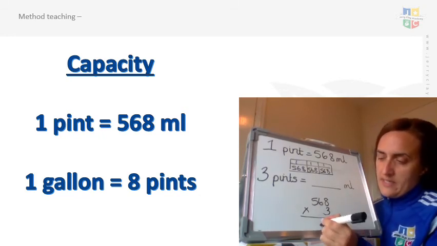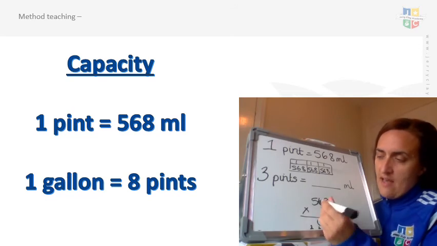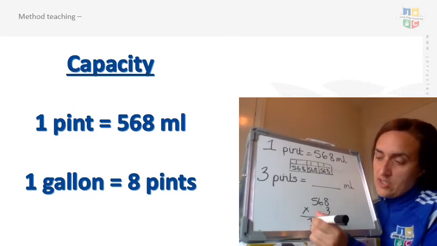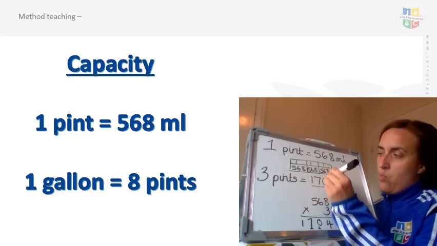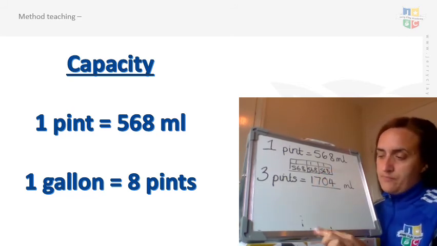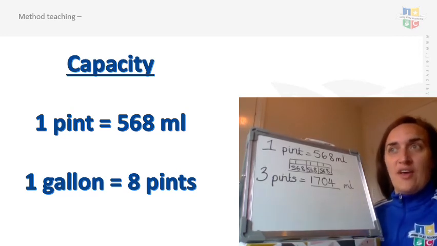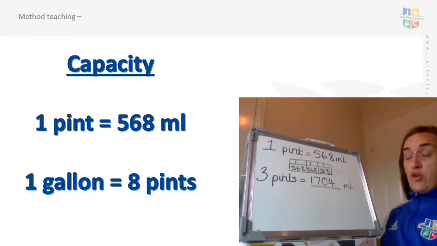3 times 8 is 24. 6 times 3 is 18. Add the 2 is 20. 3 times 5 is 15. Add the 2 is 17. So that would be 1,704 millilitres.